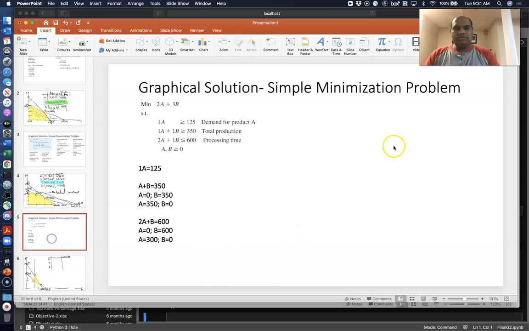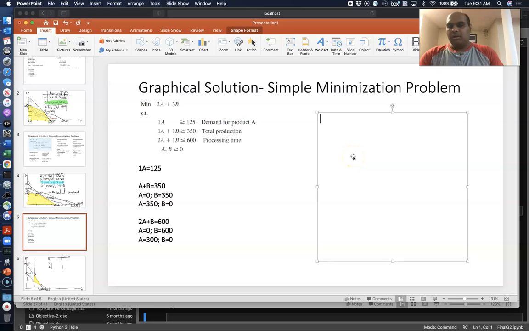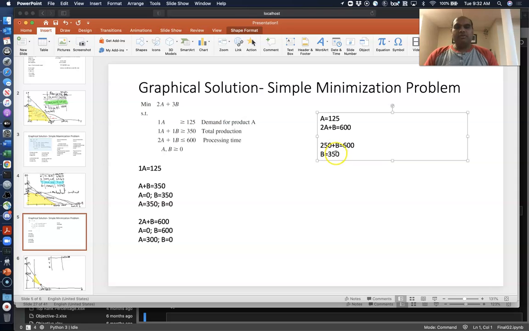So these are the two constraints. We get A is equal to 125 as the first constraint, and the third constraint is 2A plus B is equal to 600. Now this is very easy to solve because the first one just tells you what the value of A is. So if A is equal to 125, I can plug it into the second equation. That tells me 2 times 125, which is 250, plus B is equal to 600, so B is equal to 350. So this point is A is 125, B is 350. That's my first point of intersection.